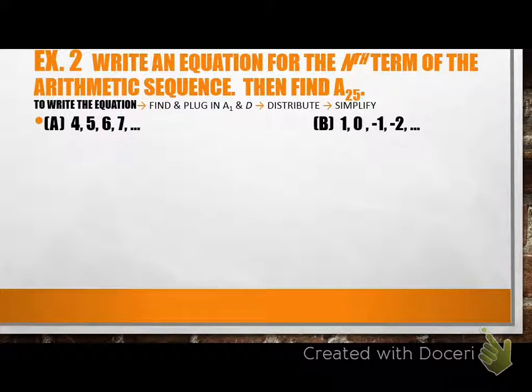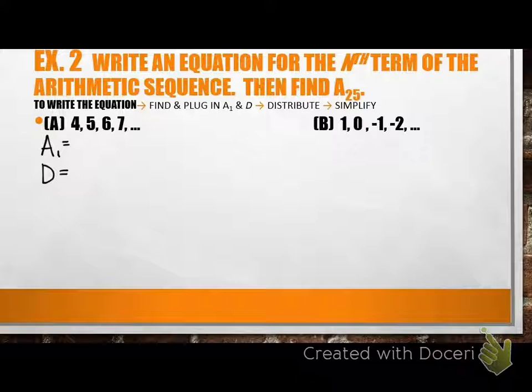Okay, so let's look at letter A. We need to find a sub 1, and we need to find d. So we're going to write down a sub 1 equals and d equals. Ms. Johnson, do I have to do this? Yes, because I need to know that you can identify the first term and the common difference.